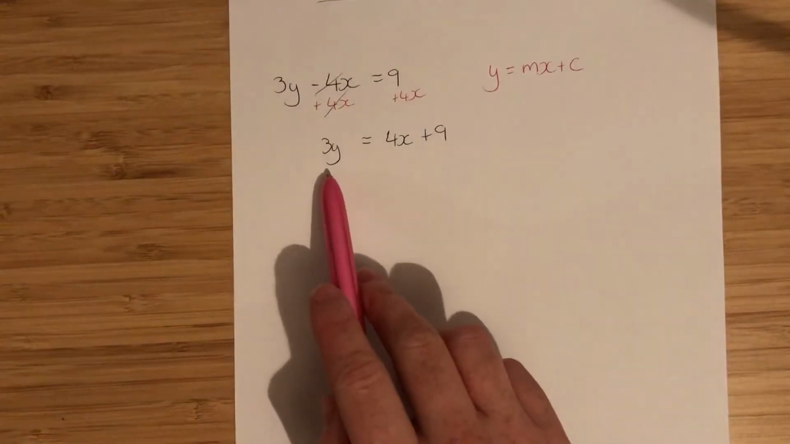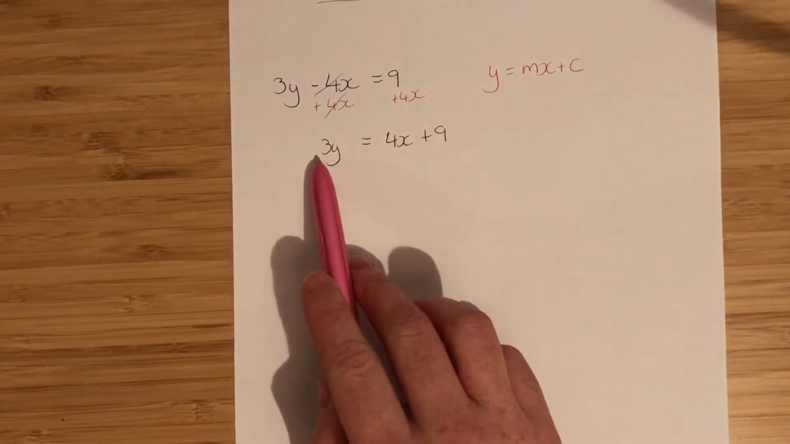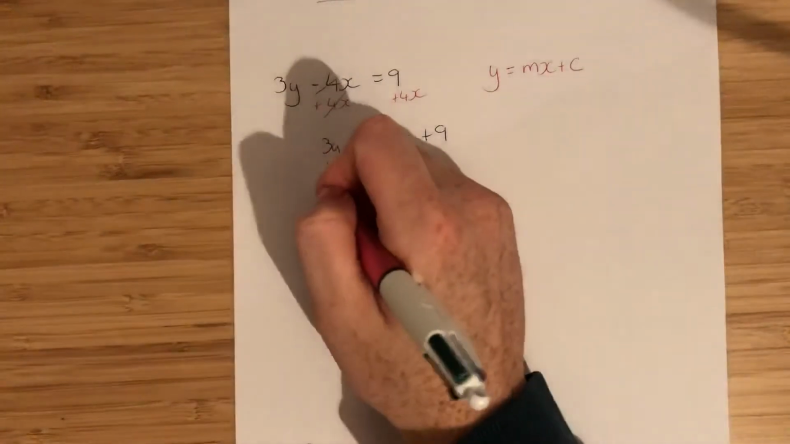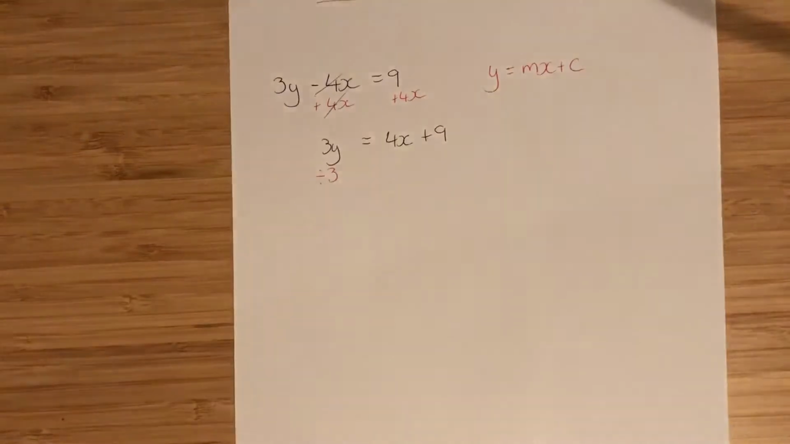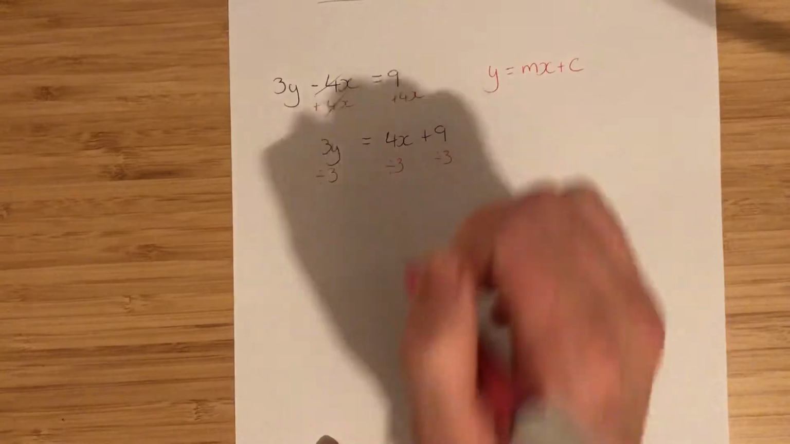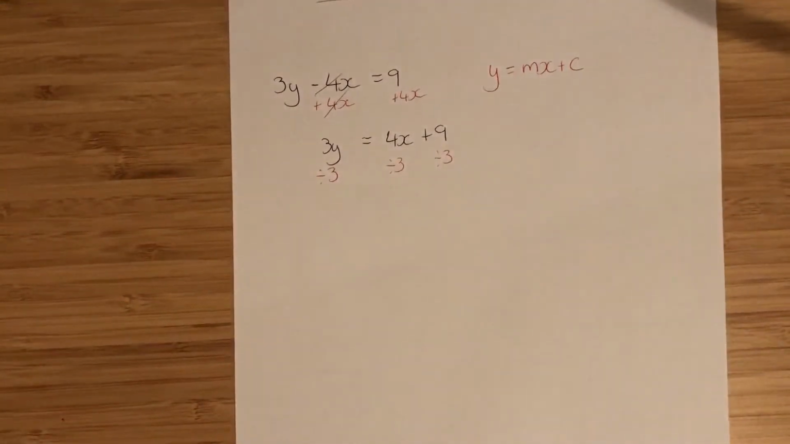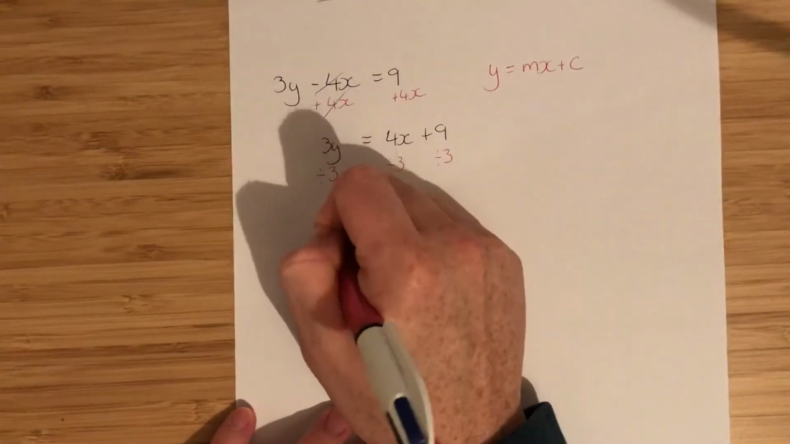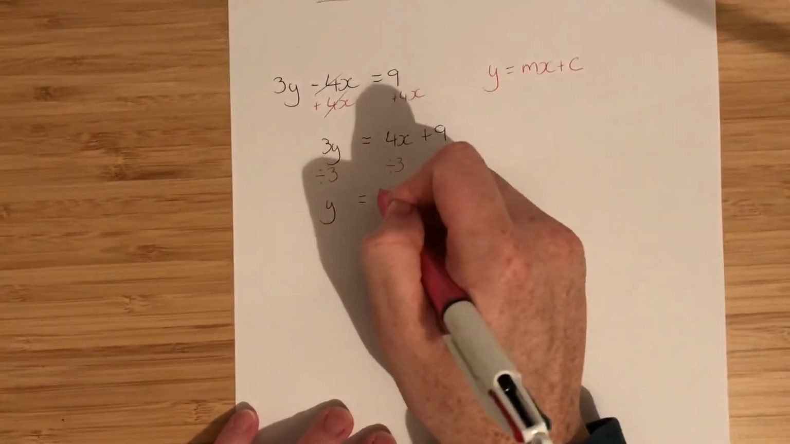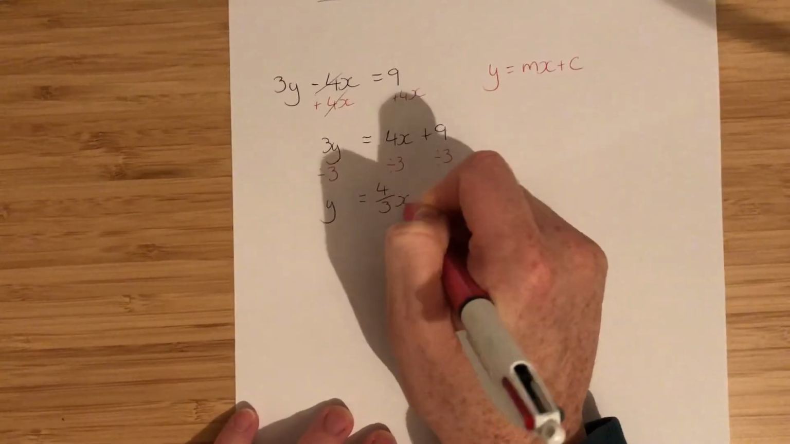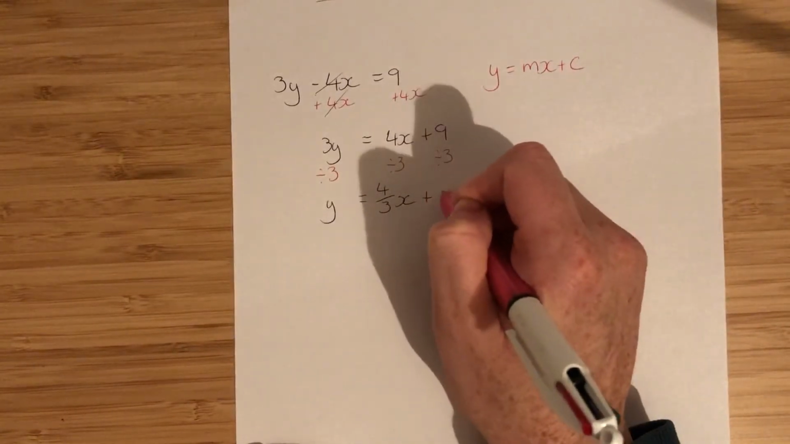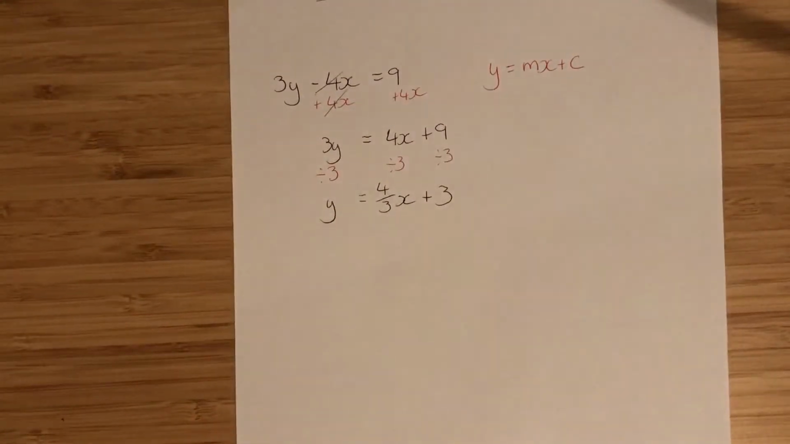All right, then to get that y by itself, right now we've got 3 times y. So we have to do the opposite. We need to divide by 3 to get it back to y. So divide by 3 there, you have to divide them all by 3, every term. 3y divided by 3 is y, which equals 4 divided by 3, we're going to just leave as a fraction, 4 over 3 x, plus 9 divided by 3. 9 divided by 3 is just 3, so we've got plus 3.